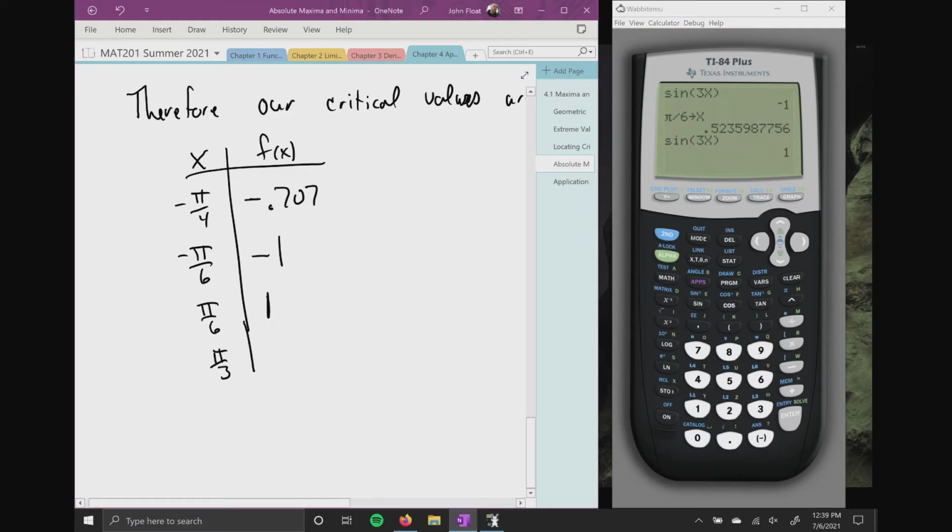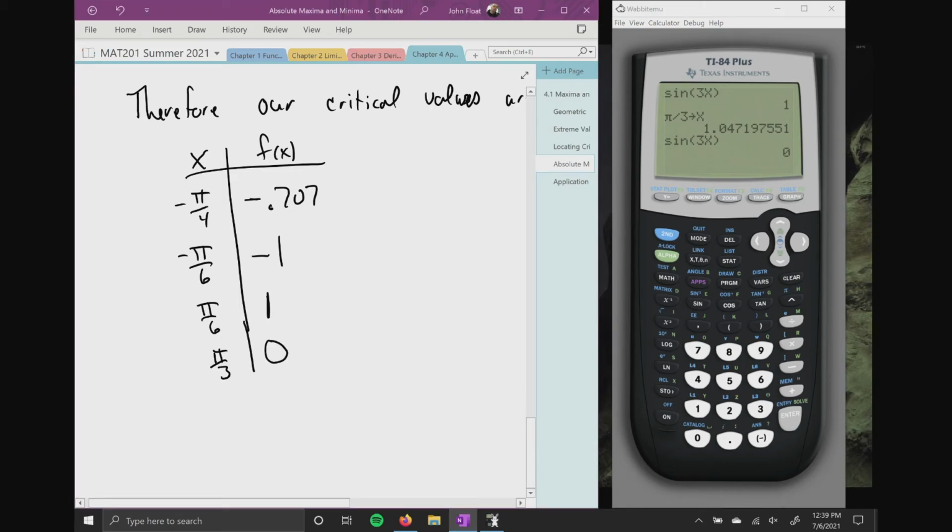And then lastly, pi over 3. So pi over 3, store in x. All right, and then we're just going to do second enter, second enter. So the sine of 3 times pi over 3 is going to be 0.